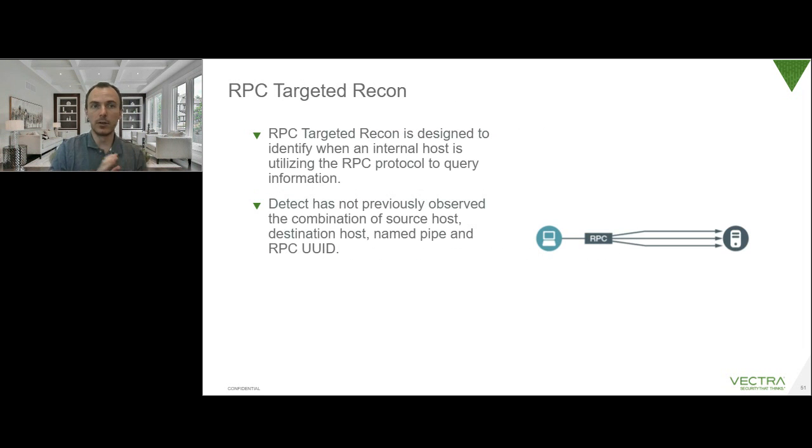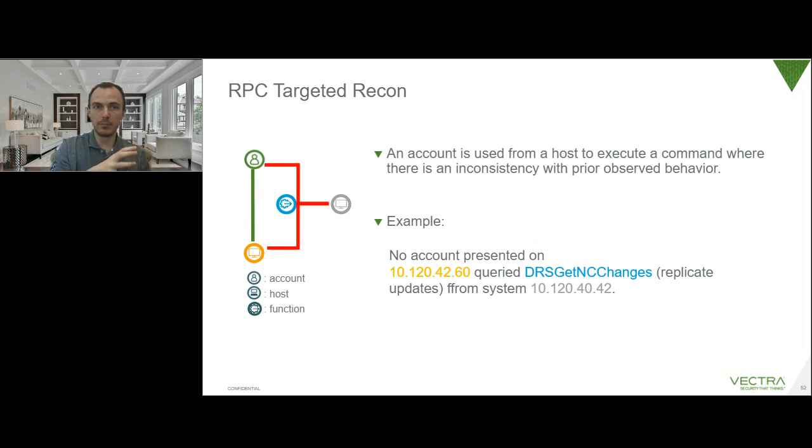So highlighting RPC Targeted Recon, right? This is designed for one host going to another host in a one-to-one relationship, and looking for or pulling specific information in a one-off event, and something that we have not seen before. So using as an example what I've highlighted, we don't have an account that's shown to us, but it's on 42.60, and it is querying GetNCChanges, which is a replicate updates. So this is part of the DRSUAPI, and it's from system 40.42.